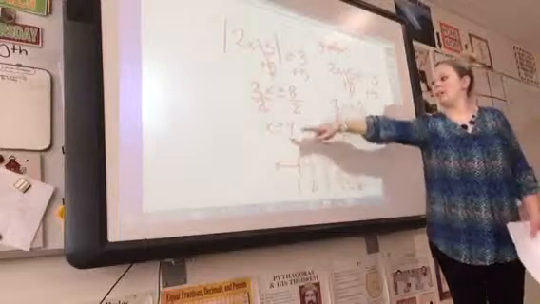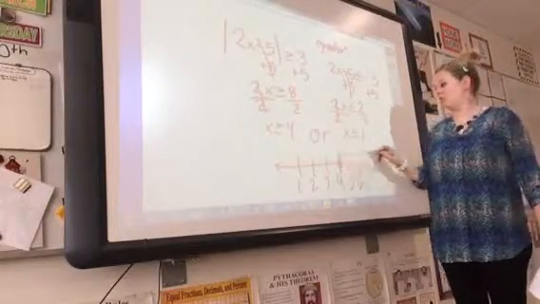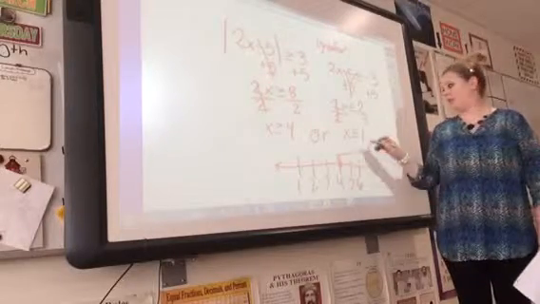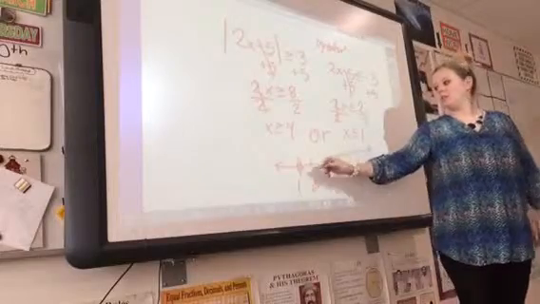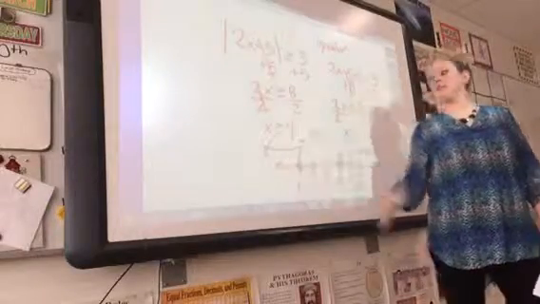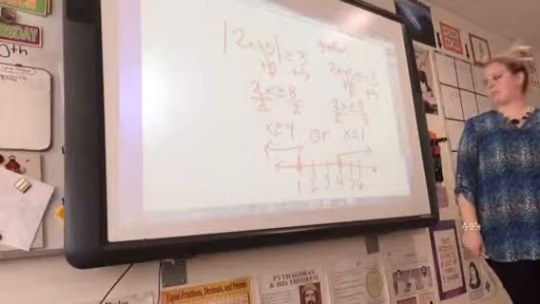So this one says x is greater than or equal to 4. That's a closed circle going towards the right. Or x is less than or equal to 1. Also a closed circle, but it's left. So less than to the left. So that one goes opposite directions.